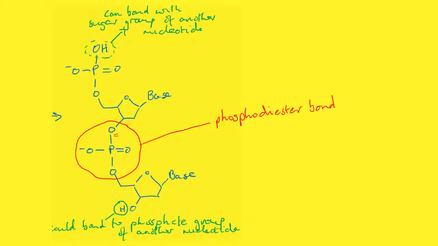In a different topic, you've seen a similar thing called a peptide link, but in this case, our oxygen is also providing the link, but it's providing the link between a sugar on one nucleotide and a phosphate on the other nucleotide, and so it's called a phosphodiester bond.